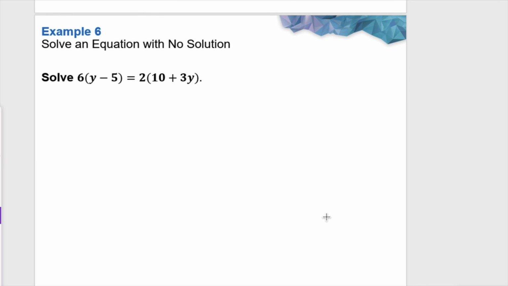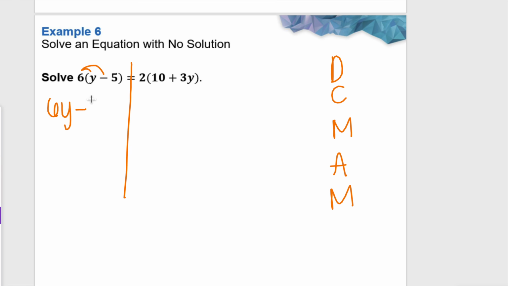What we're going to do next is practice solving an equation with no solution and then solving an equation where there's an identity or all real numbers. This is what that'll look like. Still going to solve the same way. Let's go ahead and distribute here. So 6 times y and 6 times negative 5. We're going to get 6y minus 30. And on the right-hand side, distributing, 2 times 10 is 20, 2 times 3y is 6y.